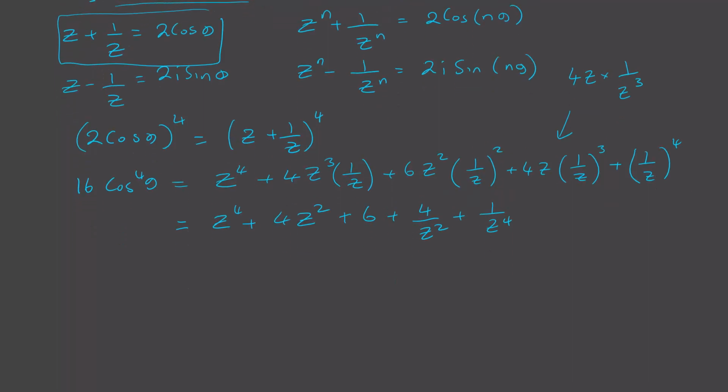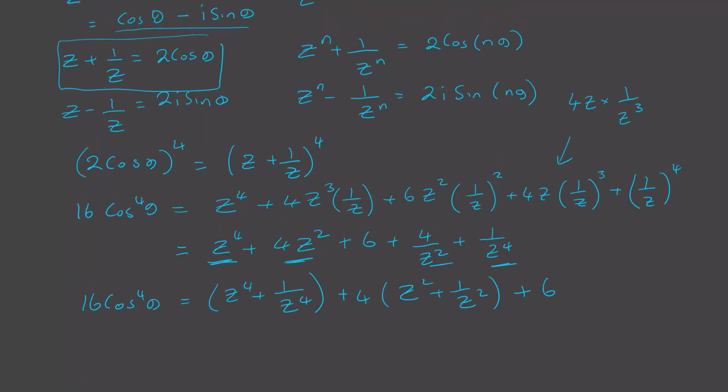Now to proceed here, it's all about grouping. So we've got our 16 cos to the 4 theta is z to the 4 plus 1 over z to the 4. So I've grouped this term with this one. And then I get 4 lots of z squared plus 1 over z squared, which is grouping this term with this one. And then we've just got the plus 6 on the end.